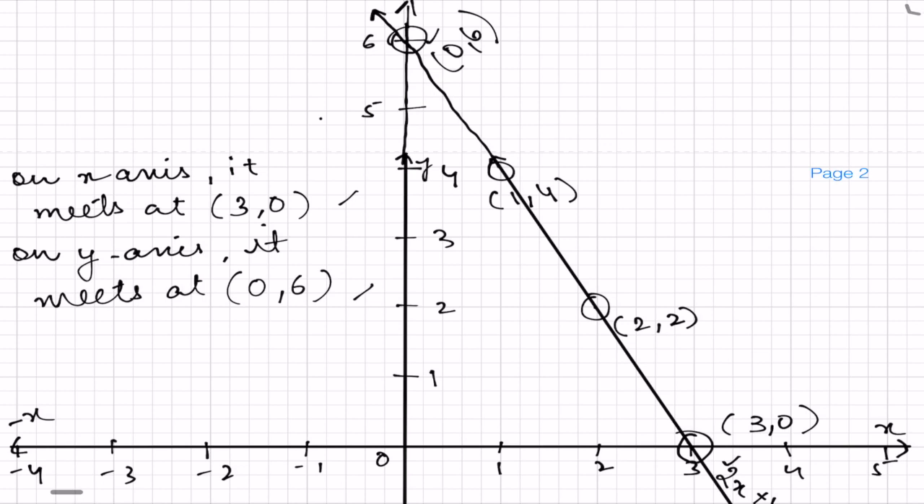Okay. Now children, we will move to the next type of question in which two equations are given together and we have to solve both the equations simultaneously on the graph paper. So the question is: solve the simultaneous equations graphically. The equations are x plus y is equal to 1 and 3x plus 2y is equal to 6.